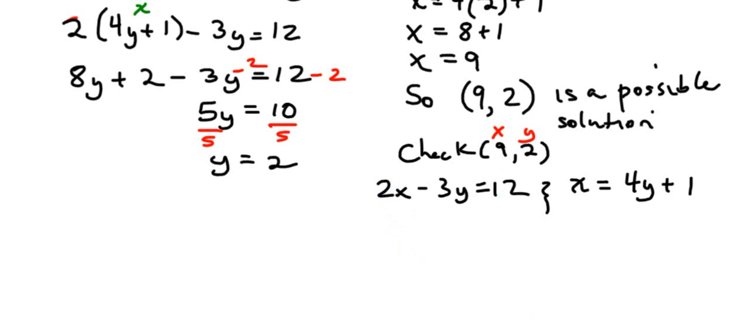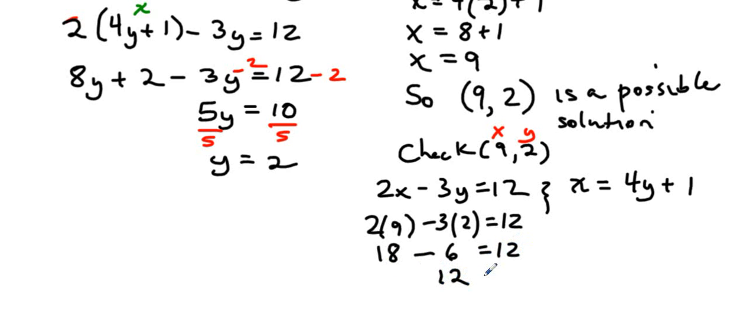So we're going to have 2 times 9 minus 3 times 2 equals 12. Let's figure out what this left side is. 18 minus 6 equals 12. Well, 18 minus 6 is 12. Hey, left side equals right side. So far, so good. Let's see about the other one.